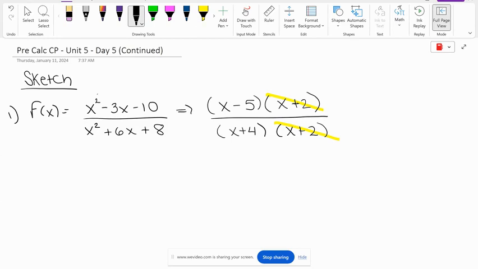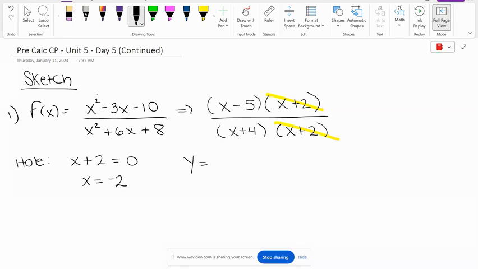Let's actually do that first so we don't forget. So we know we're going to have a hole. And the hole is going to be when x plus 2 equals 0, so then x will equal negative 2. But now I need to find the corresponding y coordinate that goes with that hole. So we found the x coordinate. Now I need to find the corresponding y coordinate.